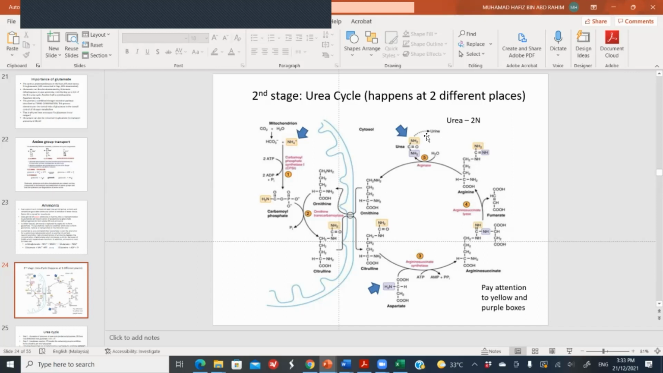So kita tengok eventually it will produce urea that can be excreted in the urine. And this ornithine can enter back into the mitochondria and repeat the process of the urea cycle. Ingat tak saya pernah cakap urea cycle actually was found by the same person, Crab.